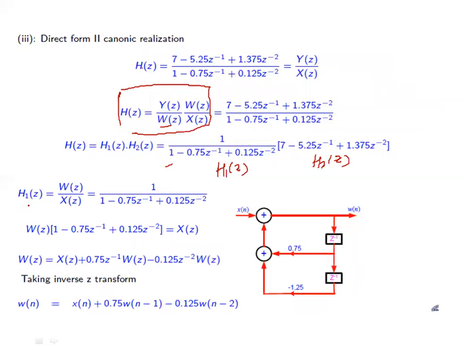So then simply we are writing h1 of z equals w of z by x of z, which equals 1 divided by 1 minus 0.75 z inverse plus 0.125 z power minus 2. Now by taking the cross multiplication here, we are writing w of z into 1 minus 0.75 z inverse plus 0.125 z power minus 2 equals x of z. Or else if you simplify this and take w of z on the other side, we are writing it as this function. Now by taking the inverse z transform, we'll write w of n equals x of n plus 0.75 omega of n minus 1 minus 0.125 omega of n minus 2.